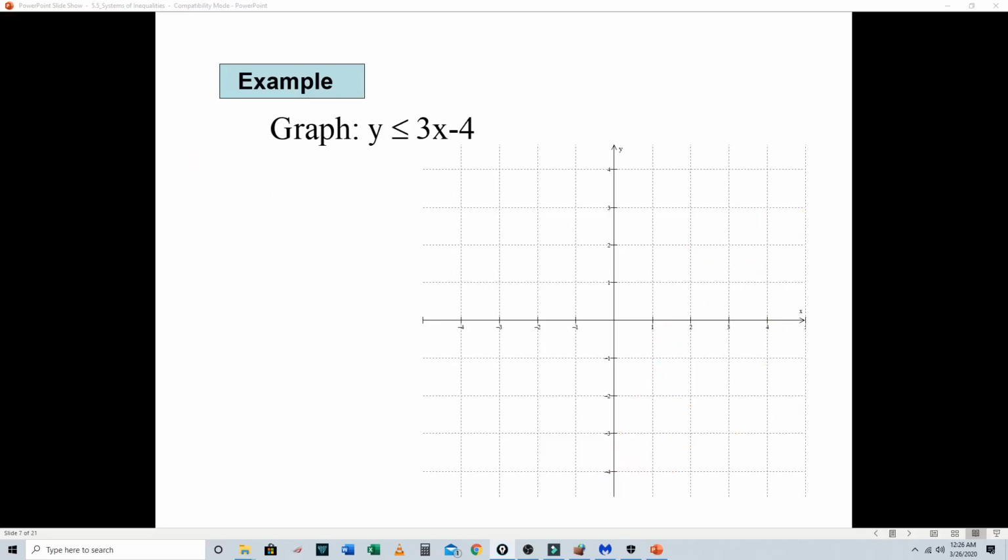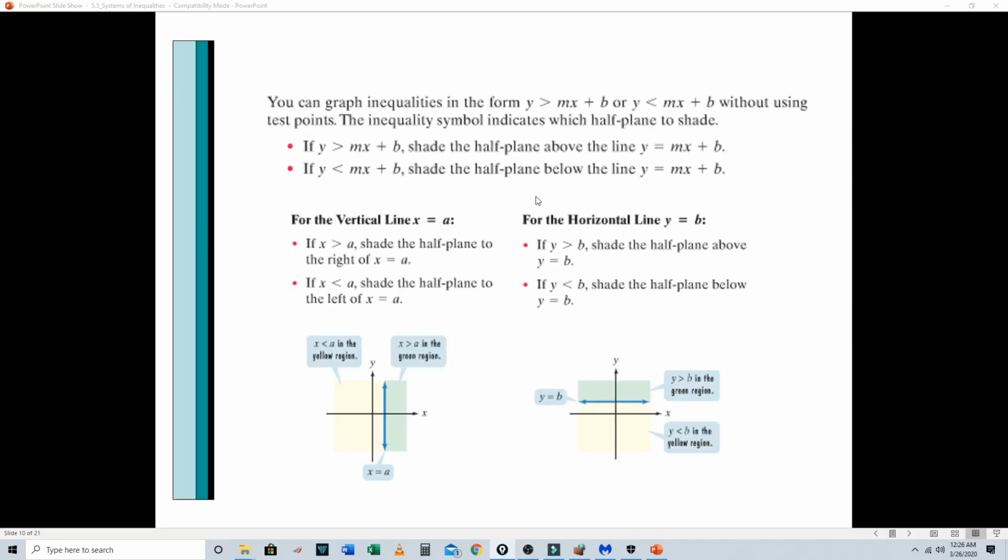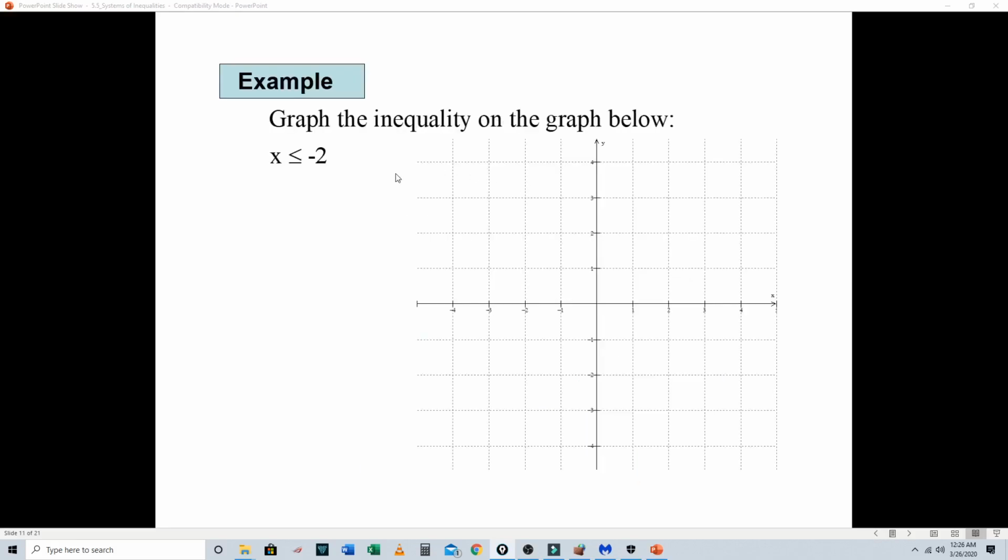All right, next question. If you see anything with just one variable, this is either a horizontal or vertical line. I'll do one of each. So x by itself, this is a vertical line, and it's that awful color again. Okay, so x by itself is a vertical line.